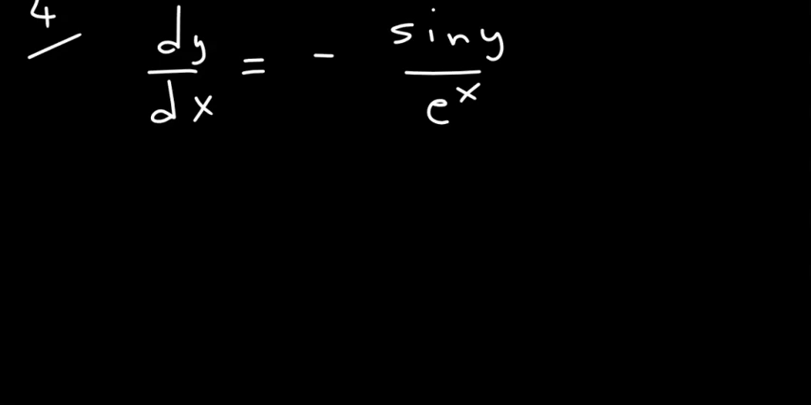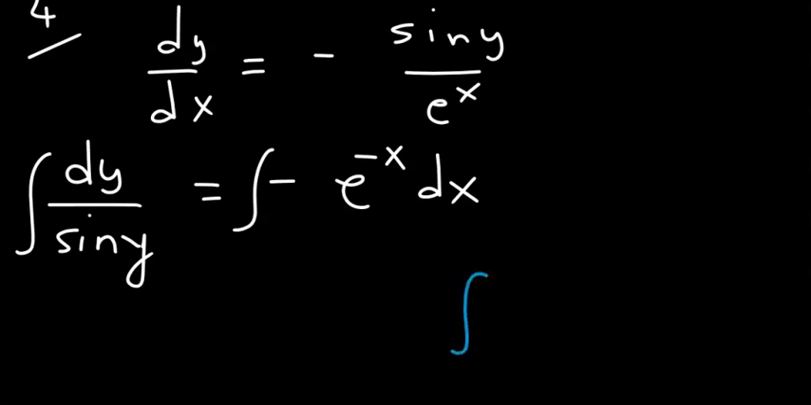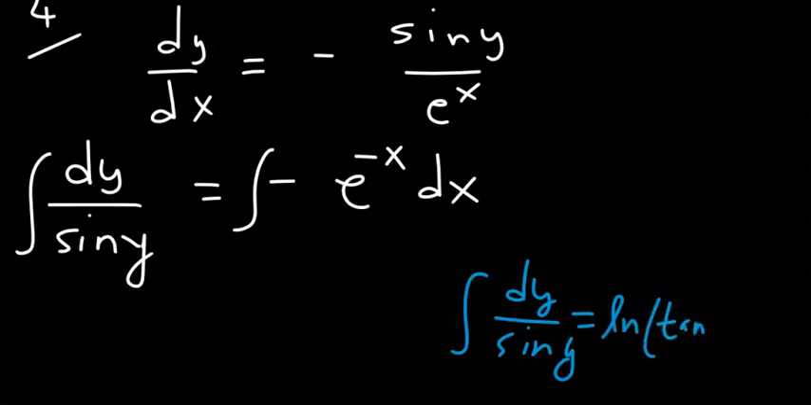Example 4. Again, we can separate the variables in the following manner. dy over sine y equals minus e to the power minus x dx, and we can integrate both sides. In our previous video, we have already worked out this integral, dy over sine y. The answer is just natural log of tangent y over 2.